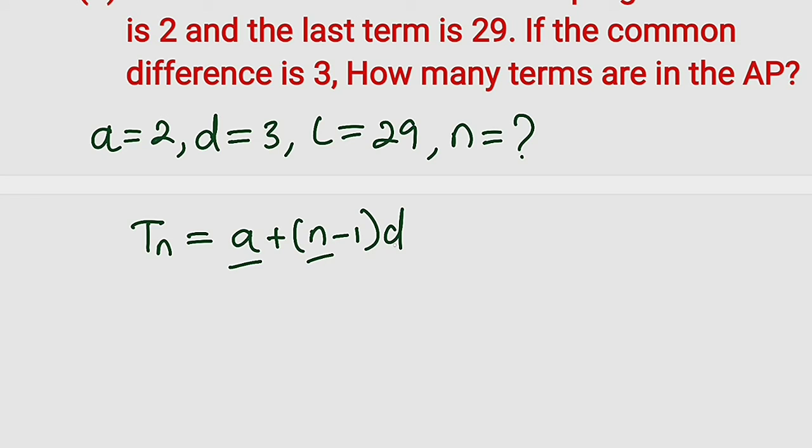A is the first term, n is the number of terms, and D is the common difference. But remember, Tn represents every single term in a sequence. Therefore, we can substitute it with 29, because 29 is a term in the sequence, which is the last one. So we have 29 equal to A, which is 2, plus n, which is unknown, minus 1. D is given as 3.